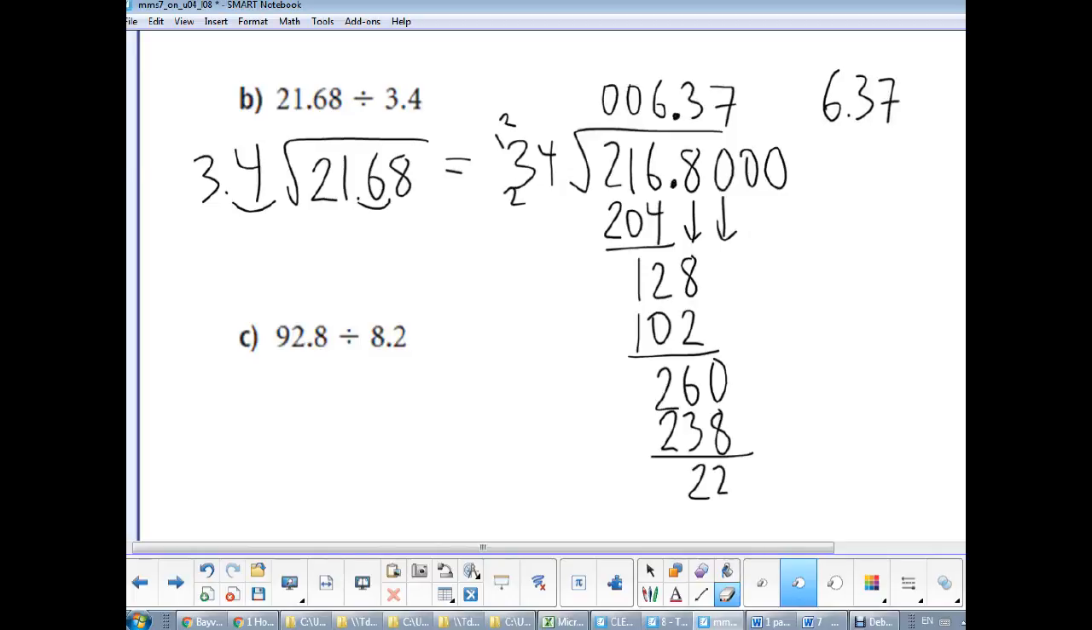But we need to round to the nearest tenth. So we look to the number to the right of the tenths. Remember, this here is our tenth. Because this is above 5, or 5 or above, this turns into 6.4. So our answer would be 6.4.